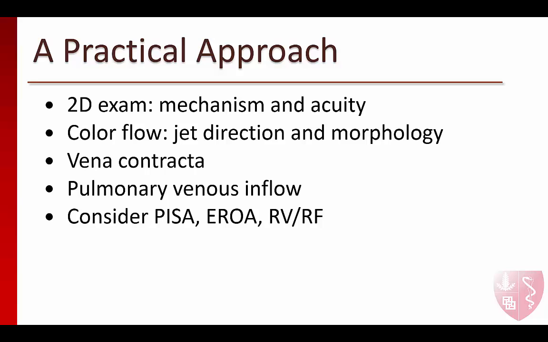We just presented all of these methods for evaluating MR, but what do we actually use on a routine basis with real patients? A practical approach is to work through the evaluation in this sequence. Start with a 2D exam to help determine the mechanism and acuity of the MR. Next, place color flow over the valve to assess jet direction and morphology. Then, measure the vena contracta and assess pulmonary venous inflow. If further evaluation is needed, you could also consider measuring the PISA, EROA, regurgitant volume, and regurgitant fraction.